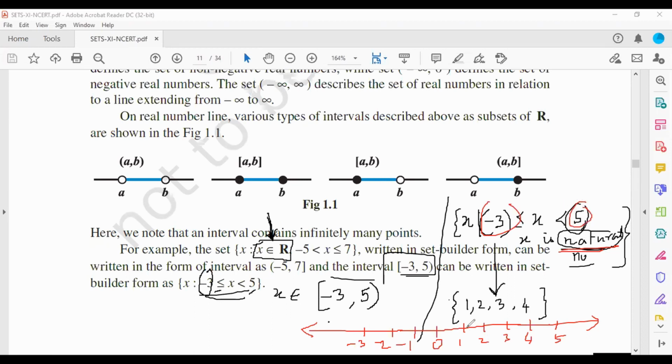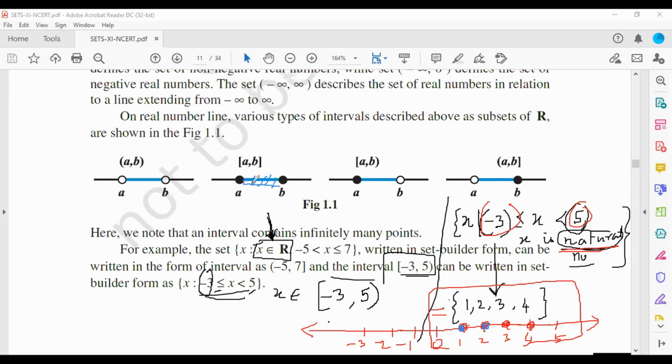So I will be only selecting 1 and 2 and 3 and 4. I cannot even go to 5 because the equality symbol is not there. So I write these 4 elements as the answer. So you can see the number line will have only dots presented. You cannot go for this continuous shading like this.